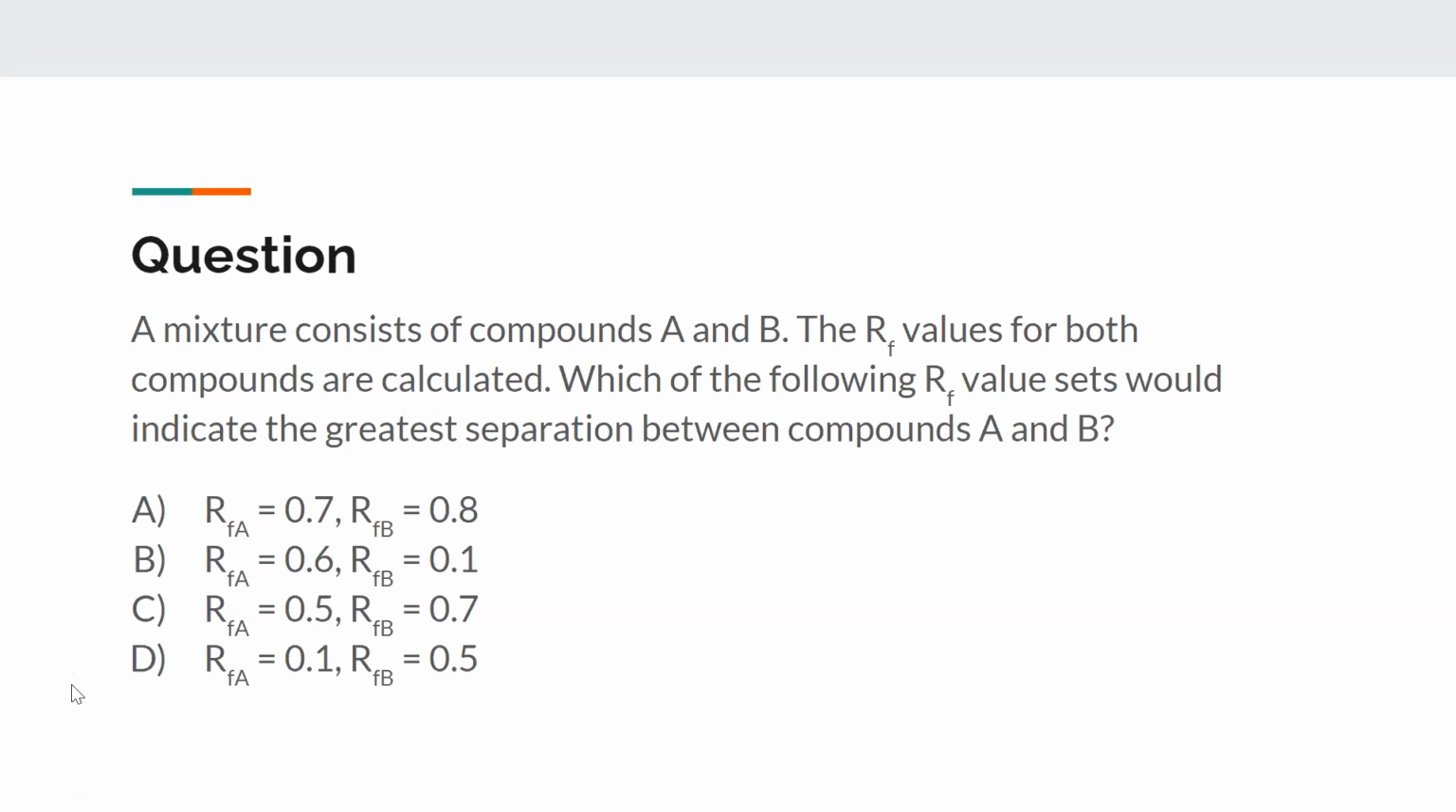So to answer this question that's asking about the greatest separation between compounds A and B, you're just looking at the difference. We can use the RF values for both to get an idea of how far the two compounds traveled up the plate. A greater difference of the RF values would mean that the distance they traveled up the plate is very different from each other. So B is the greatest difference. Does anyone have a question about that? Okay, next slide, please.